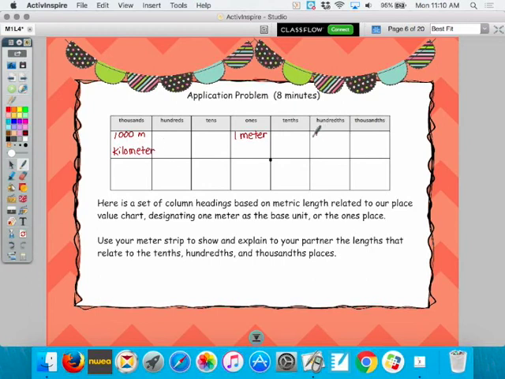And 100th of a meter is called a what? Centimeter. 1,000th of a meter is called a millimeter. And then we talked about, what did I write next? Liter or gram? Look at your chart. Gram. Okay. So 1 gram.